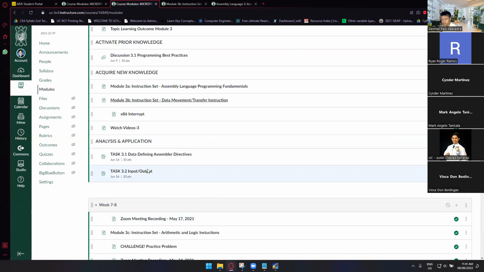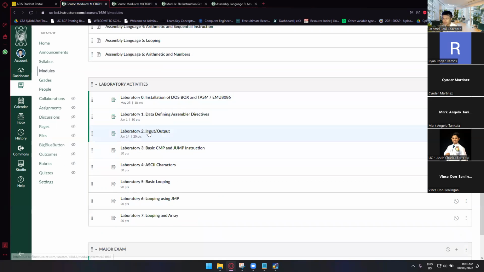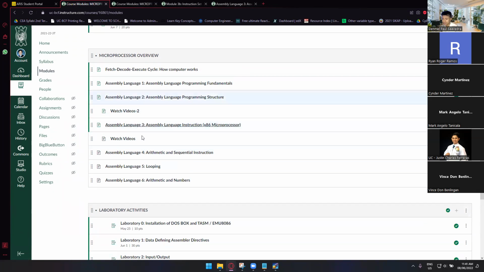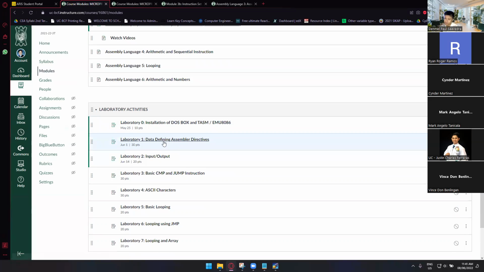Okay, so basically, if you have lecture, then including the task 3.1, this is actually your lab number 1. Once you're done with task 3.1 and 3.2, you can just simply submit that here on the laboratory. It seems that the laboratory is just a continuation of the activity supposedly. But I don't know why they had modules right here. But anyway, I'll just simply follow whatever we have here.